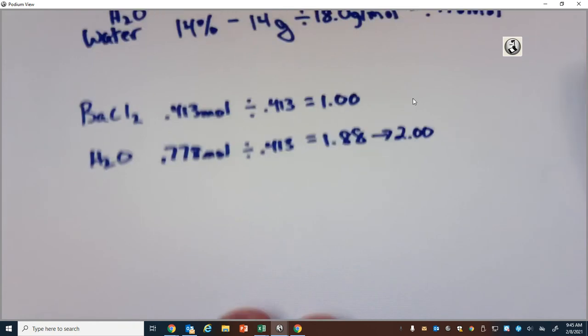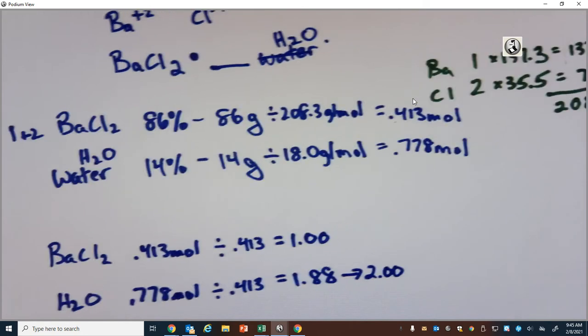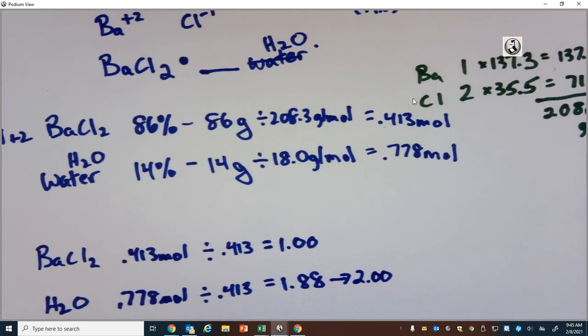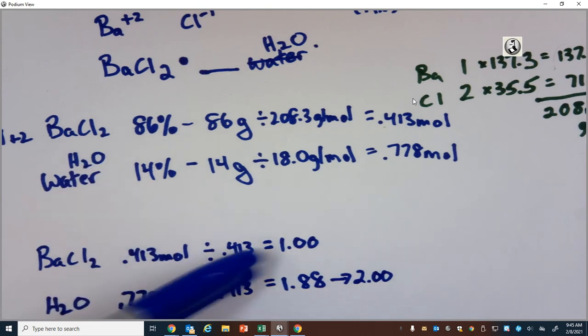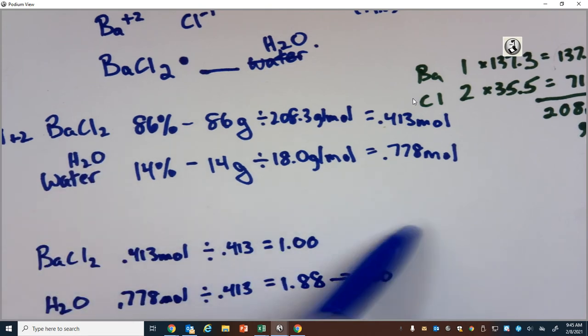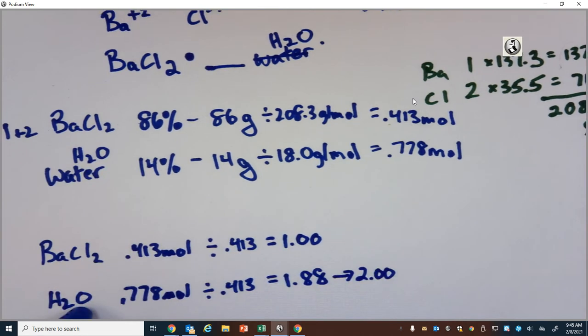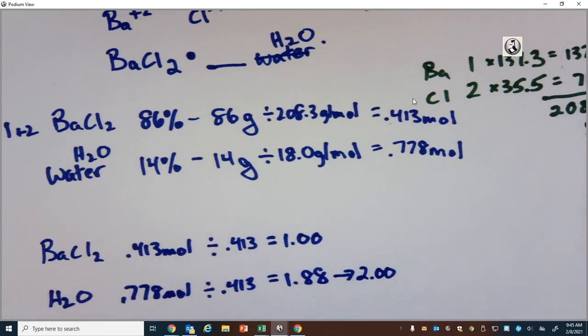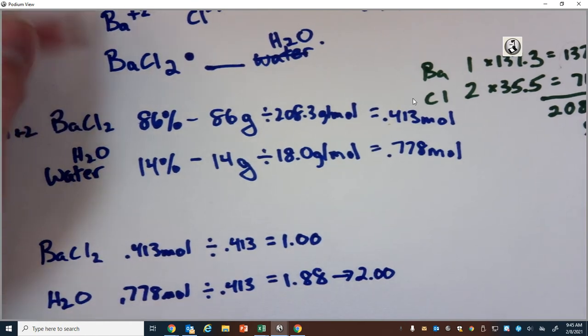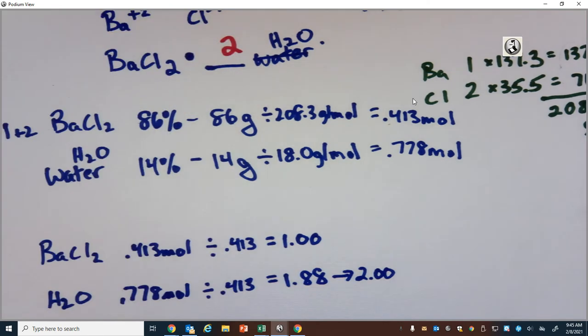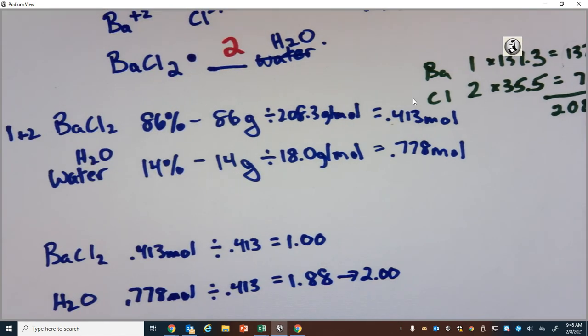So what that tells me, back in our original compound, is that for every 1 particle of barium chloride, I have 2 particles of water. So realistically, I could write a 1 here. I'm not going to write a 1 here, but I am going to write a 2 there. So it's BaCl2 dot 2H2O. So that's barium chloride dihydrate. Not that you would have to name the hydrates, but they're really not hard to name. Okay, so that's one of those.